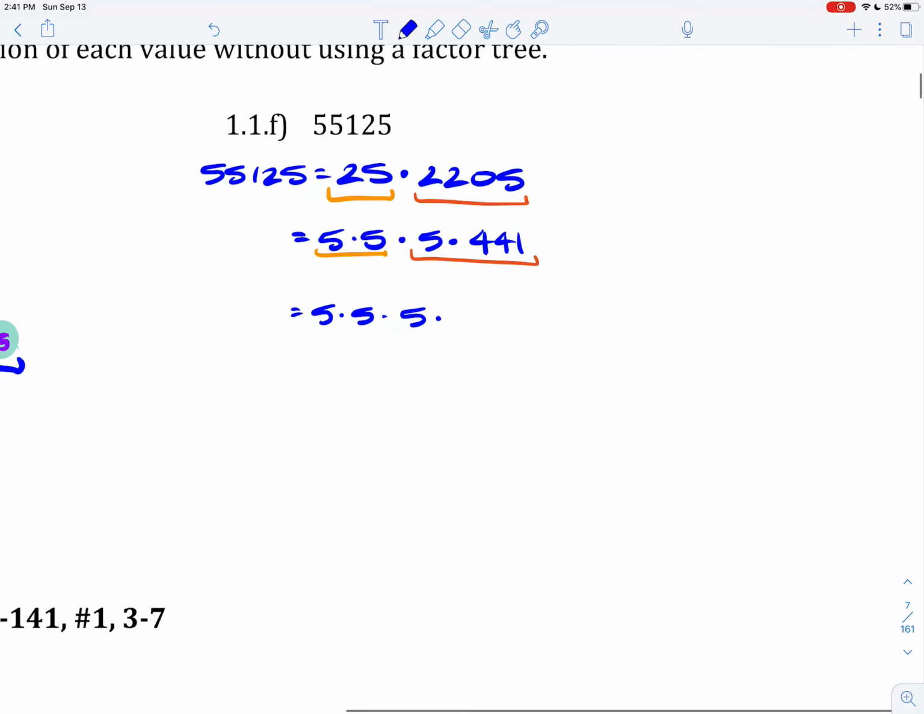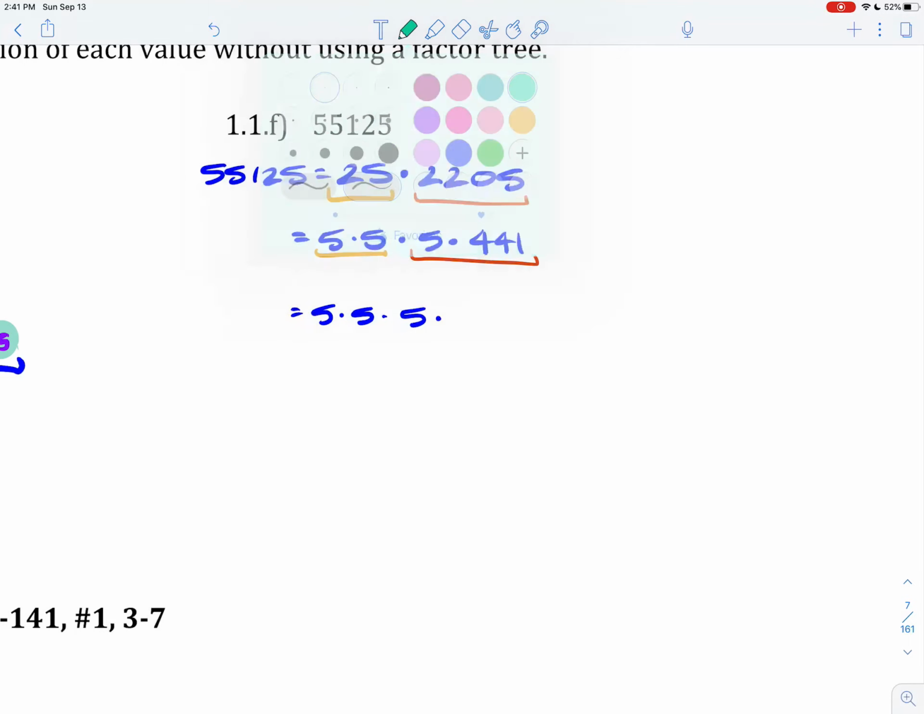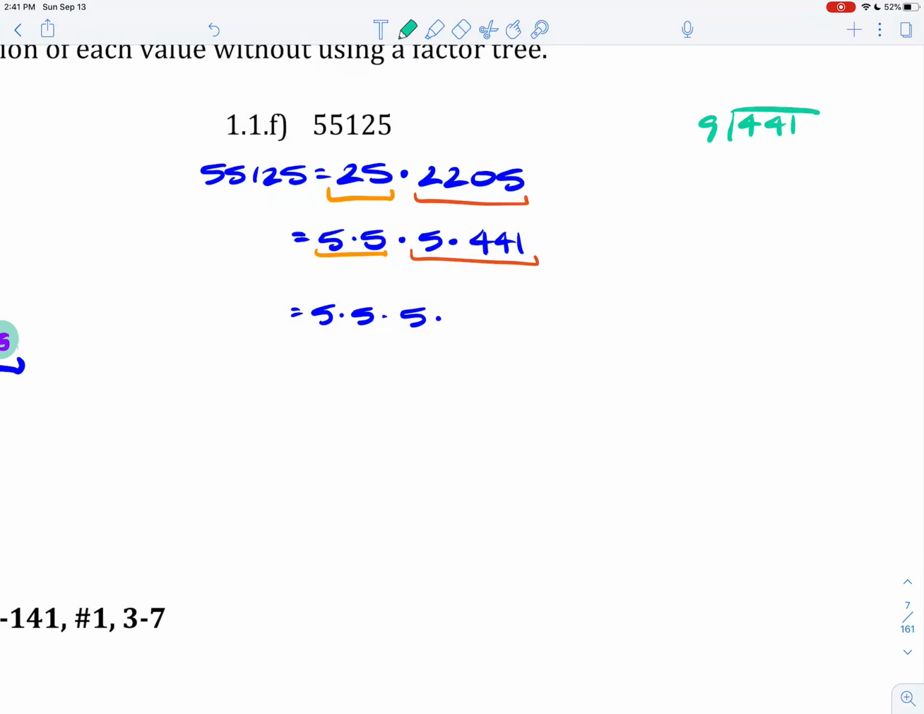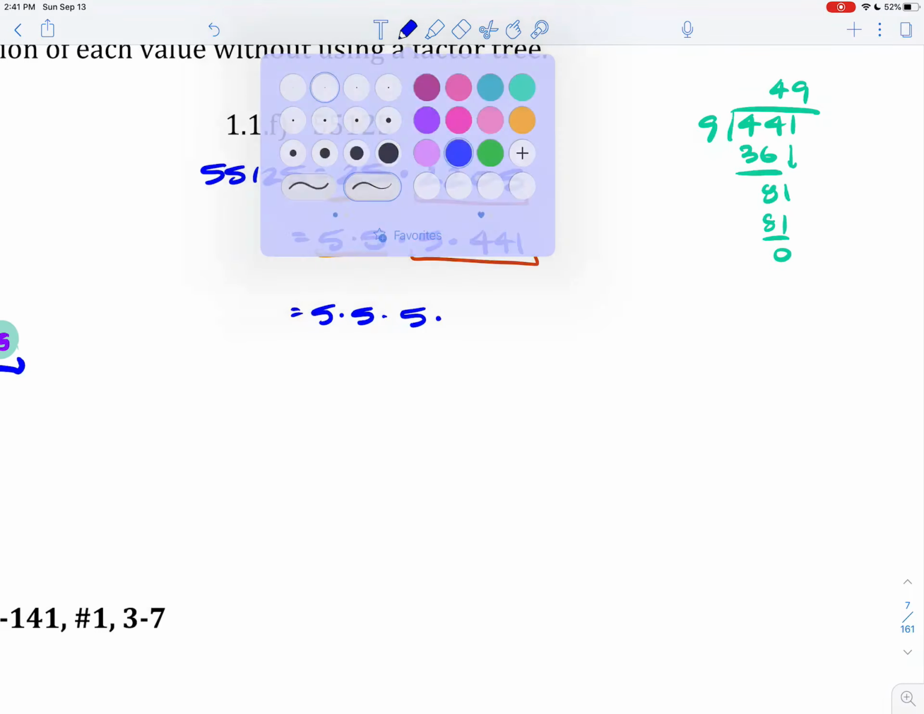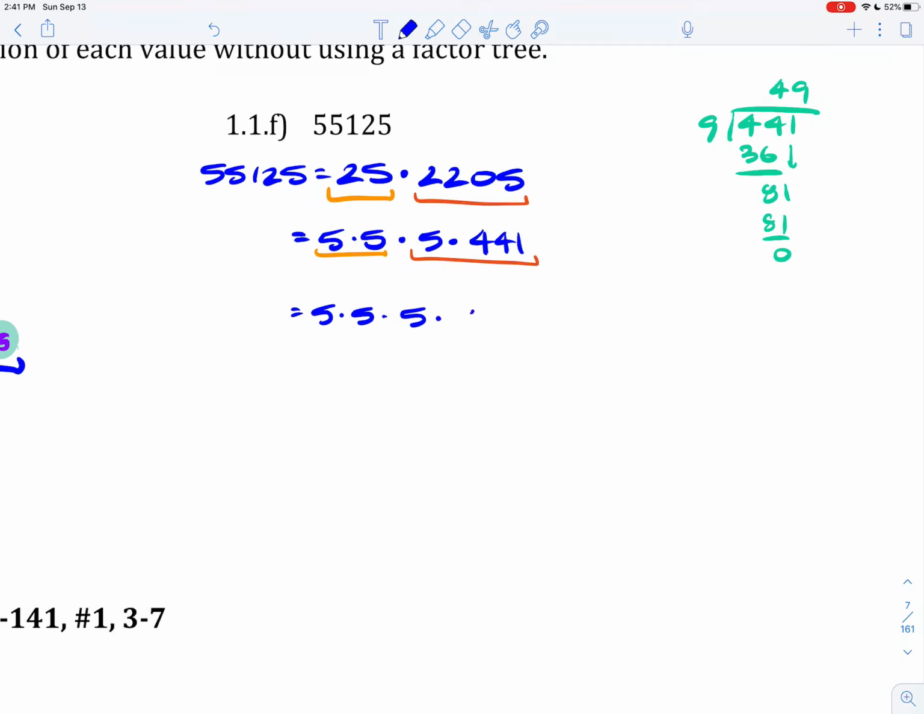In fact, you know what? Let's just shake things up. I see that 9 goes in there. 9 goes in there a bunch of times. So I can say that 441 is 9 times 49.